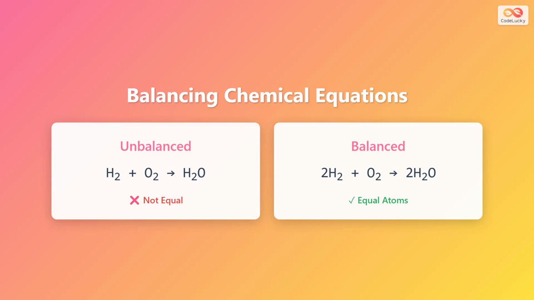Here's a comparison between an unbalanced and balanced equation. The unbalanced equation shows hydrogen plus oxygen yielding water, but the number of atoms on each side is not equal. In the balanced version, we place a coefficient of 2 before hydrogen and 2 before water. Now we have 4 hydrogen atoms and 2 oxygen atoms on both sides. This satisfies the law of conservation of mass and accurately represents the chemical reaction.